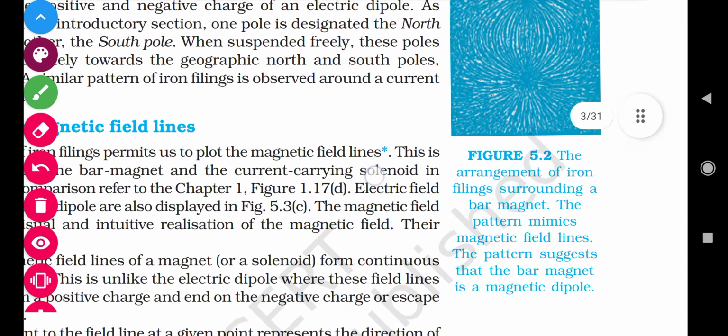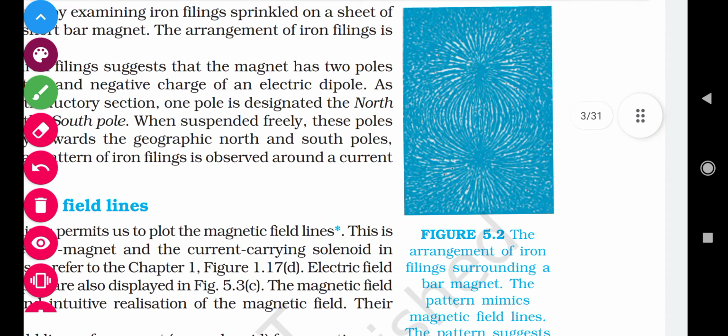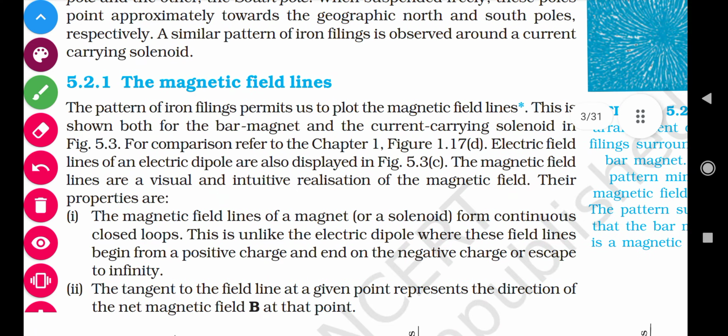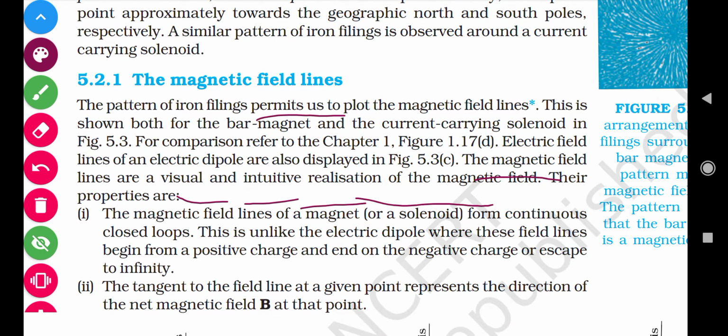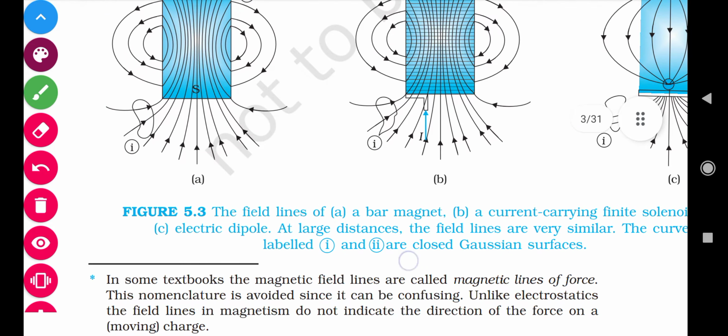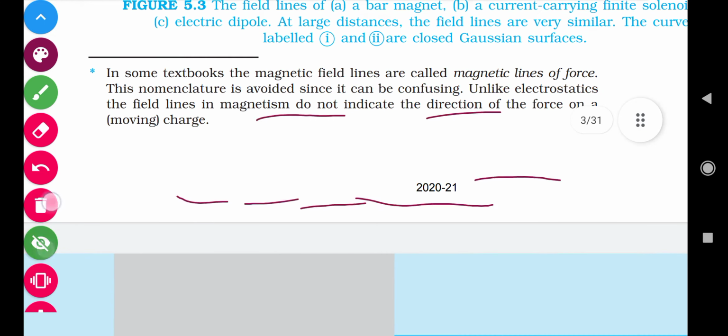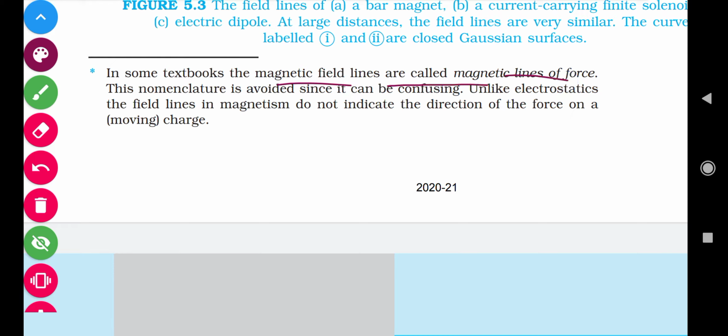If we sprinkle iron filings on a glass sheet which is placed over a bar magnet, the magnetic field lines will show up. The pattern of iron filings permits us to plot the magnetic field lines. There is a note you can see in some textbooks: the magnetic field lines are called magnetic lines of force. This nomenclature is avoided since it can be confusing. Magnetic lines of force are not used for magnetic field lines.